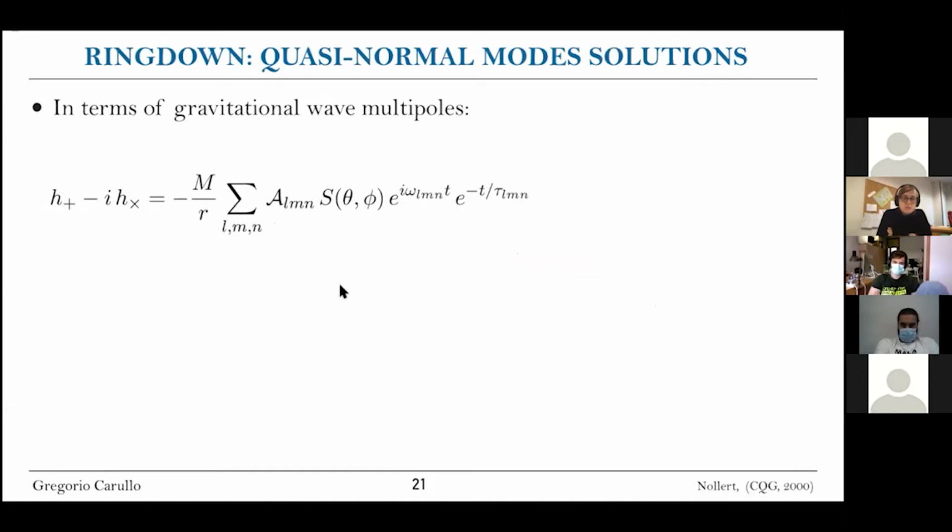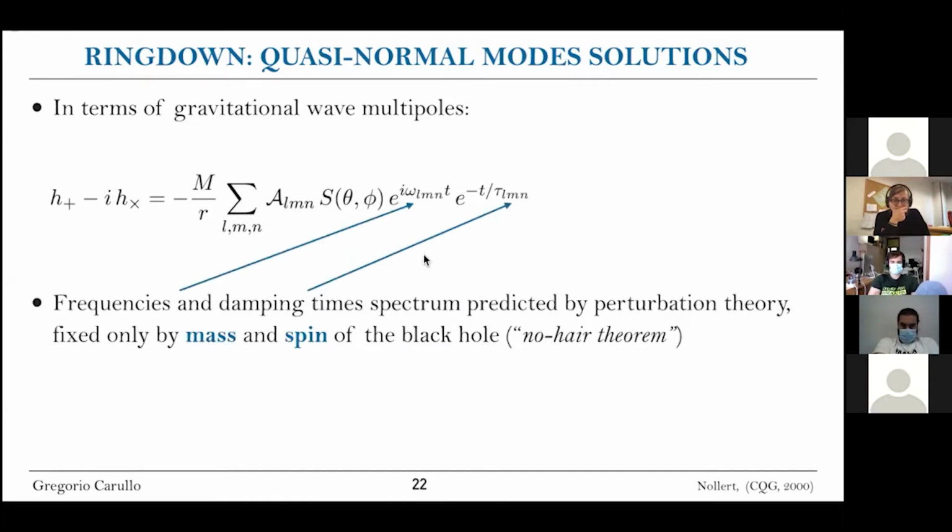And this translates into gravitational wave multipoles in quite a simple form. The gravitational wave polarizations in this case are a superposition of constant frequency terms with a damping. And of course, there is some excitation factor, which depends on the specific configuration in which you excite the black hole. The superposition is done in terms of two angular indices, l and m, and the overtone index, so the higher harmonics. It's quite similar to quantum mechanics, actually.